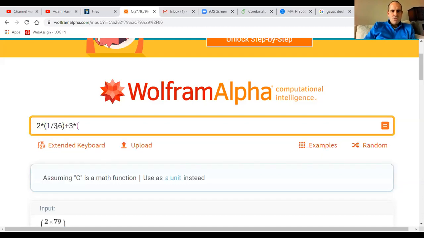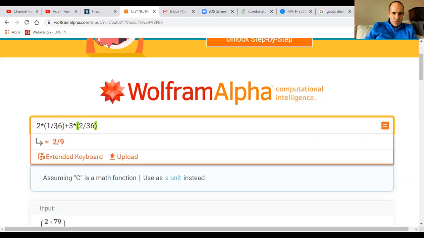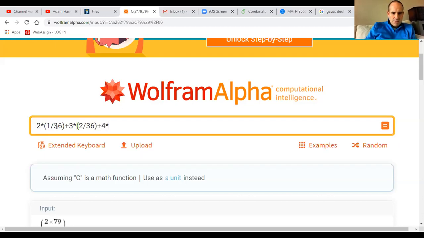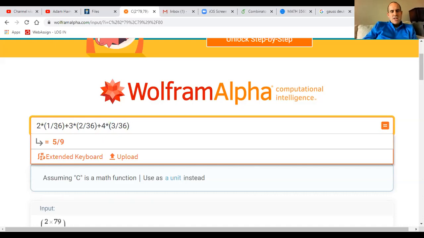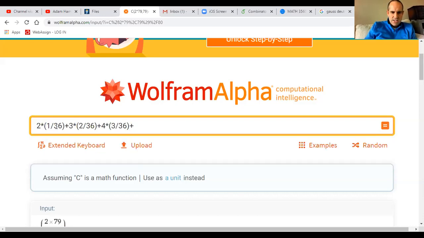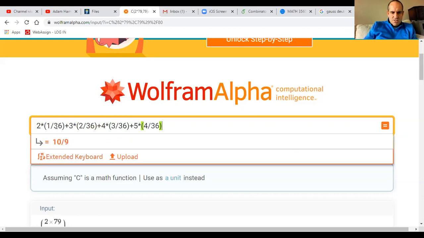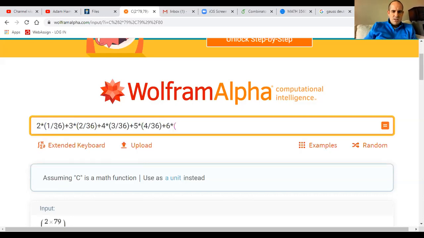How many ways can we get a sum of 3? Well, 1, 2, or 2, 1, okay? So it's 2 out of 36, okay? Plus 4 times 3 out of 36, if you think about it. So how many ways are there to get a 4? 1, 3, 2, 2, 3, 1. Okay, 3 out of 36. And this pattern is going to continue. 1, 2, 3. Okay, so for a sum of 5, it's 4 out of 36. For a sum of 6, it is what? 5 out of 36. Okay.